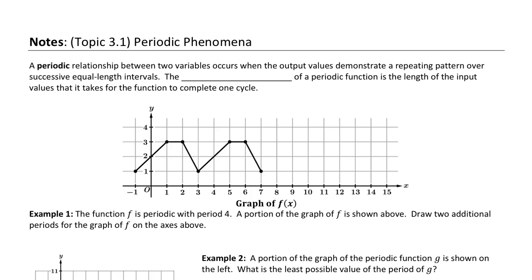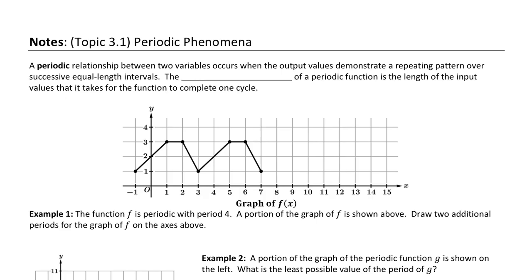And thus trig begins. Section 3.1 is called periodic phenomenon. What we're going to be doing today is thinking about the idea of periodic situations and periodic motion to get a basic understanding. A periodic relationship between two variables occurs when the output values, so the y values, demonstrate a repeating pattern over successive equal length intervals.